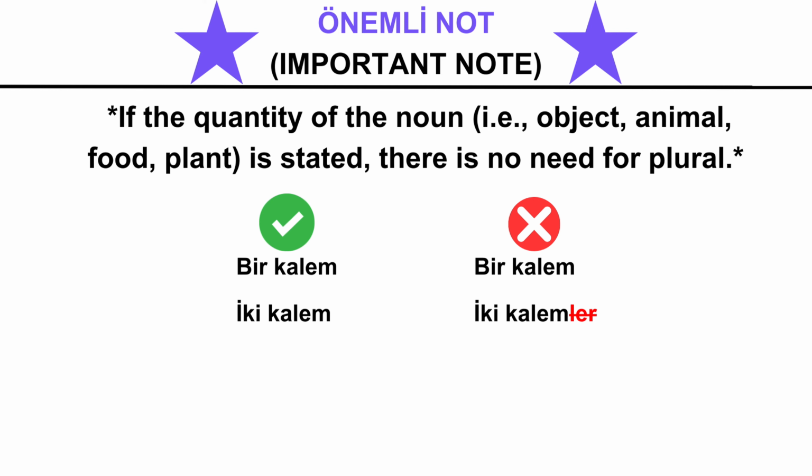Bir kalem, one pencil. İki kalem, two pencils. Üç kalem, three pencils. But if we don't know the quantity, we can just say kalemler. It is more than one. We don't know how many. To give that meaning of plural, we put the plural suffix. Now let's look at some examples.